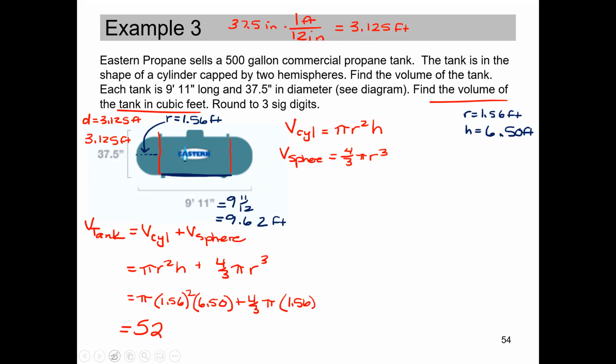56.2, sorry. Okay, so what did we ask to find? We're asked to find a volume, so we did. We found the volume of the tank to be 56.2 cubic feet. Okay, the next slide.